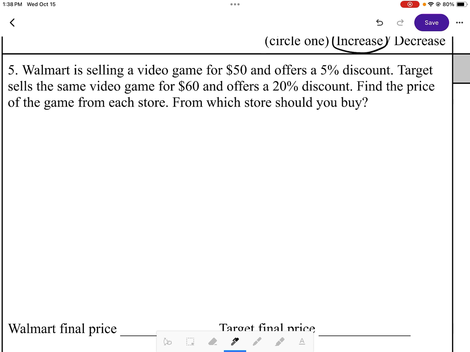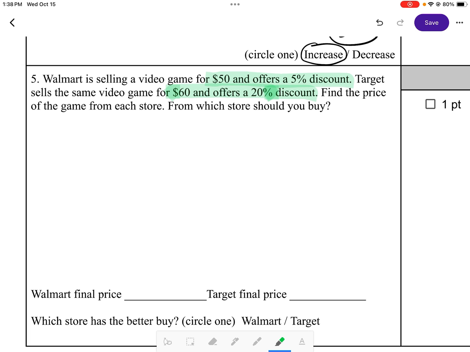Number 5 says Walmart is selling a video game for $50 and offers a 5% discount. Target sells the same video game for $60 and offers a 20% discount. Find the price of the game from each store. From which store should you buy? Okay, so we're going to start with Walmart. $50. And I'm going to times it by the discount, which is 5%. So remember, I move my decimal 2 places to the left. That's 0.05.